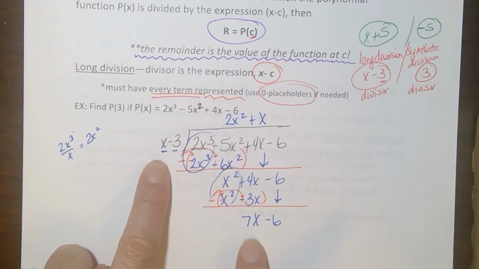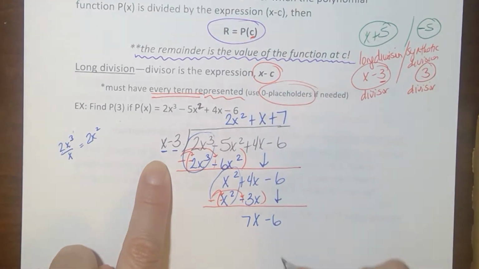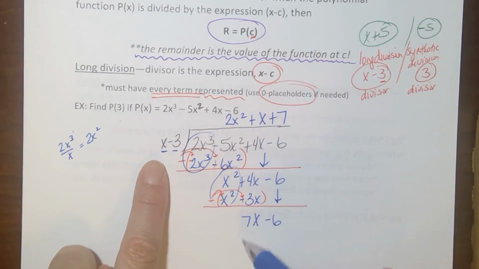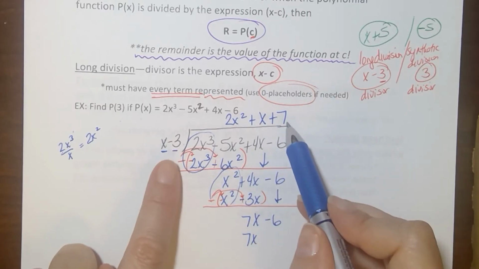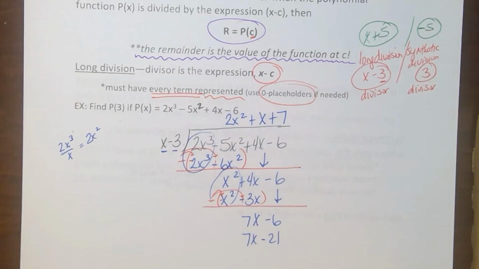Go back to the beginning with my question. What times x gives me 7x? Well, a positive 7. That goes in my quotient line, then I multiply. 7 times x is 7x. That matches like it's supposed to. 7 times negative 3 is negative 21. That doesn't match, but that's okay. That gives us our remainder.